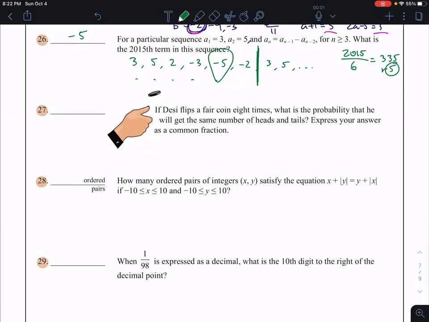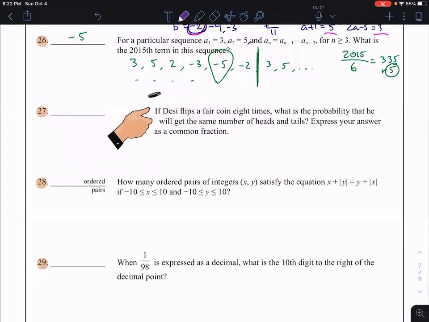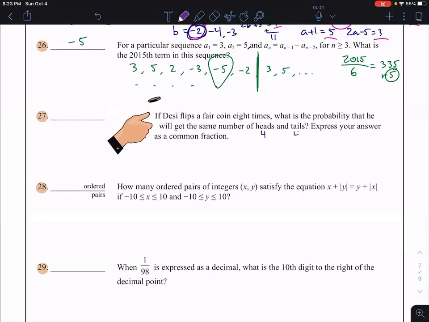Okay, this dude is flipping a coin. And we want to find the probability that he will get the same number of heads and tails. Okay, let's switch colors again. So if he flips a coin 8 times, then that means he'll flip 4. Wait, is she a he? Oh, it's a he. He'll flip 4 heads and 4 tails.